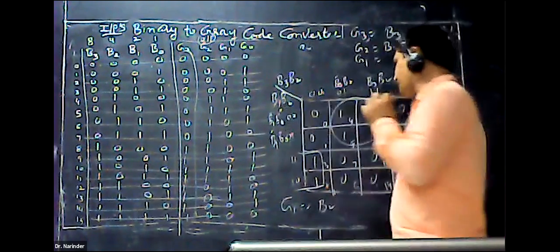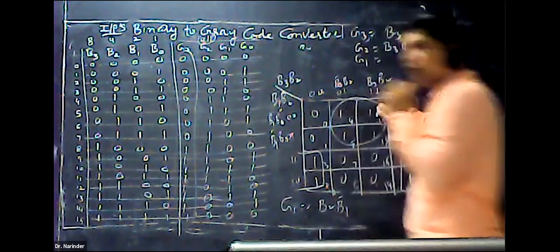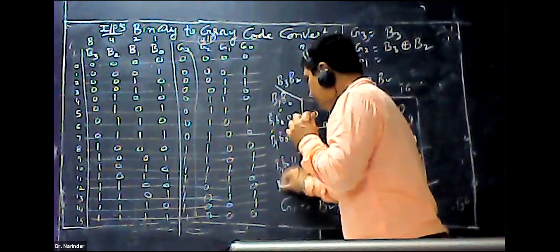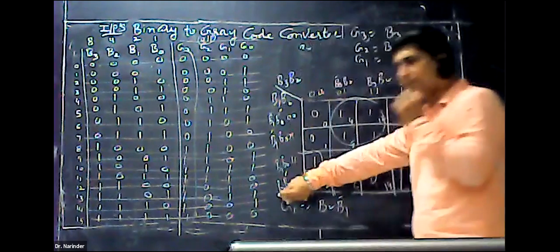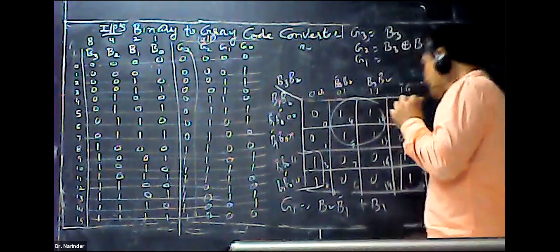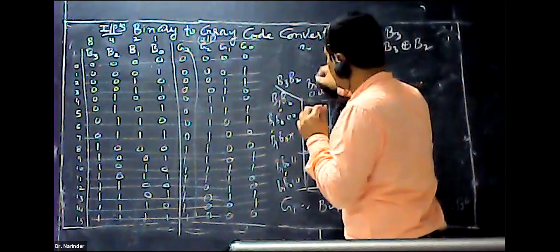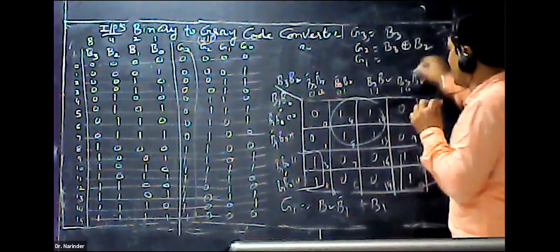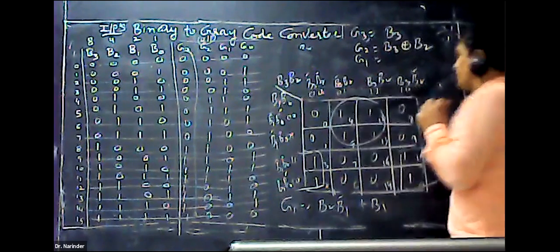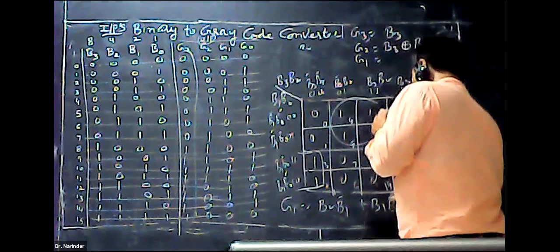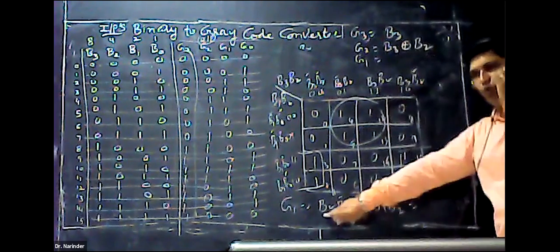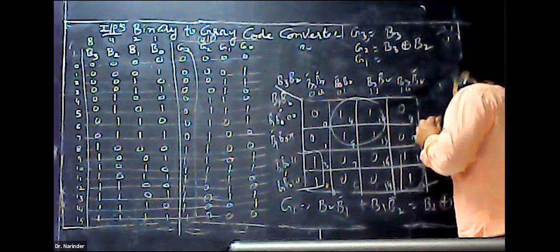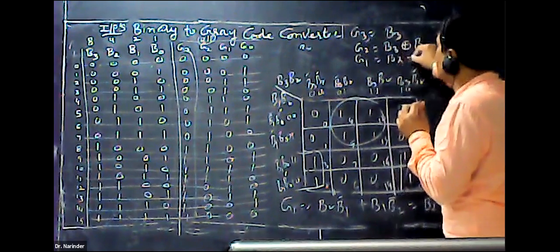So which is common? B1 bar, B2, B1 bar for this one quad. Now for this one quad, you will get B1, B0, B1, B0 bar, which is common, B1 plus B1. This side is B3 bar, B2 bar. This is B3, B2 bar, which is common, B2 bar, B2 bar. So you will get B2, B1 bar, B1, B2 bar, B2 XOR B1, B2 XOR B1.